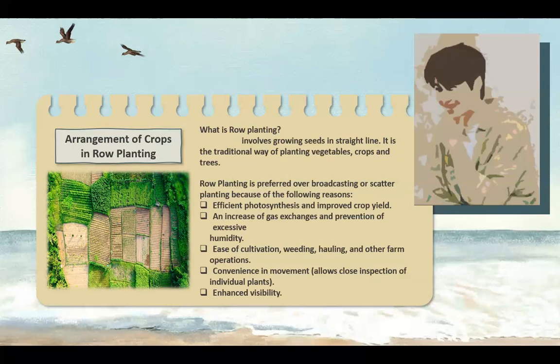Number 1, efficient photosynthesis and improved crop yield. Number 2, an increase of gas exchanges and prevention of excessive humidity. Number 3, ease of cultivation, weeding, hauling, and other farm operations. Number 4, convenience in movement, which allows close inspection of individual plants. And number 5, it enhances visibility.